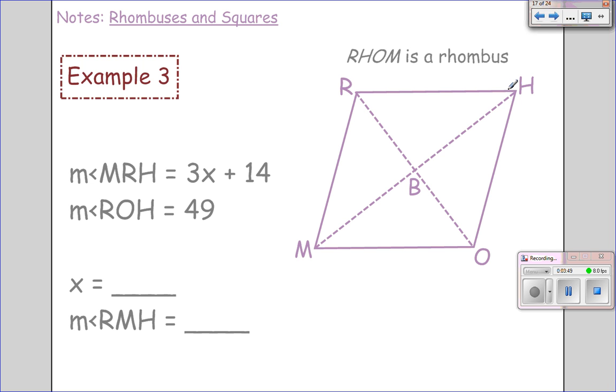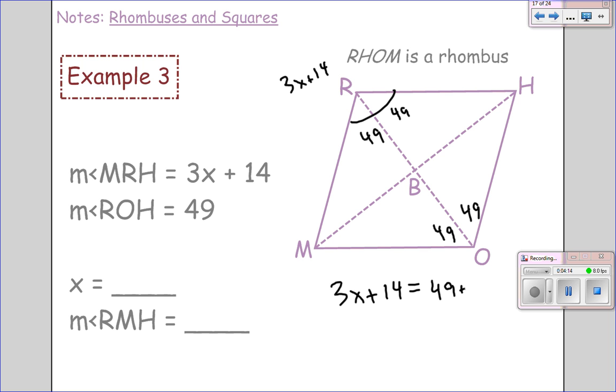Once again, we have a rhombus, but be careful with this one when you try it, because there's a little trick with it. So it's MRH, that's 3x plus 14. So all of this is 3x plus 14. ROH down here is 49, which because it's a rhombus will make this 49. So it makes this 49 and this 49. So 3x plus 14 will equal 49 plus 49 because it's the whole angle.